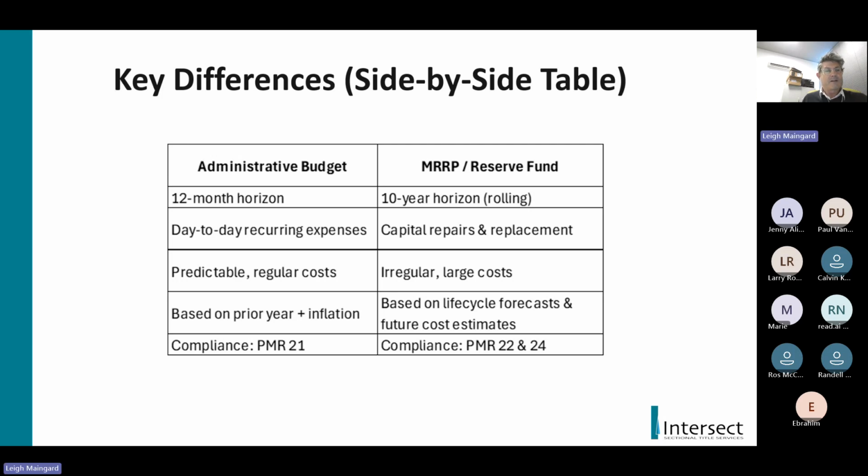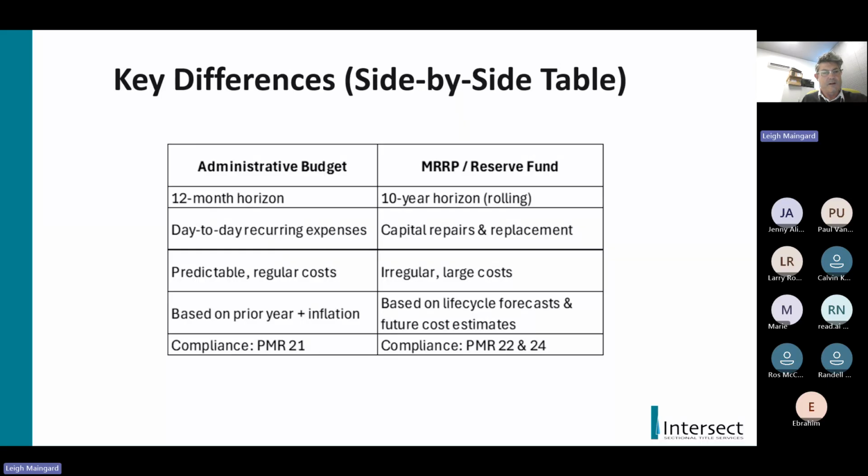The admin budget covers day-to-day recurring expenses, while the reserve fund covers capital repairs and replacement. The admin budget is for predictable regular costs, although there also can be sometimes maintenance items that have not been planned or have not been foreseen, which can arise.